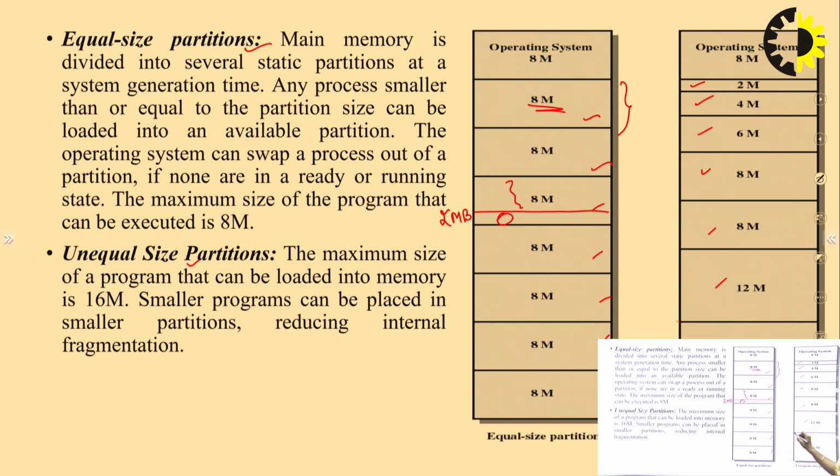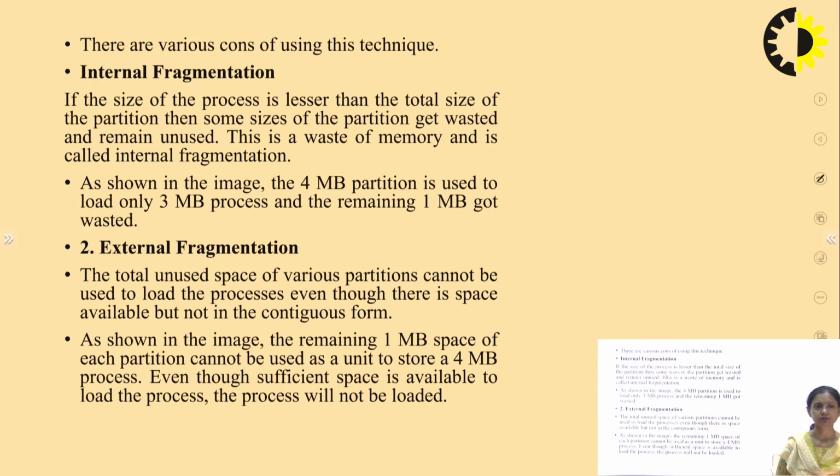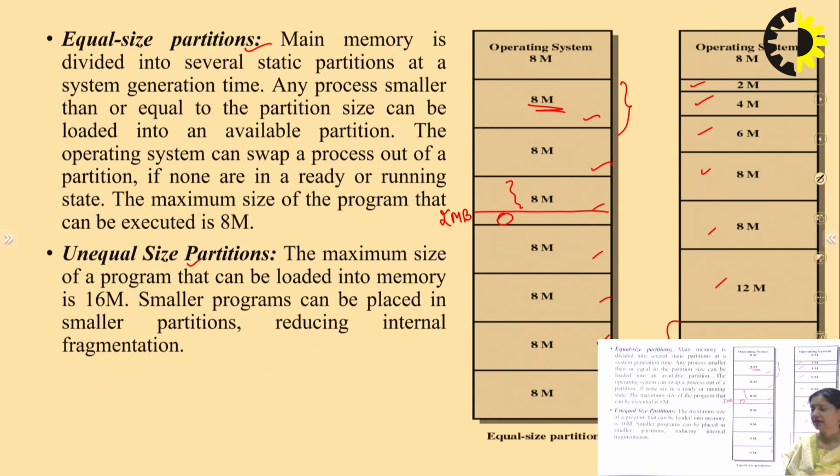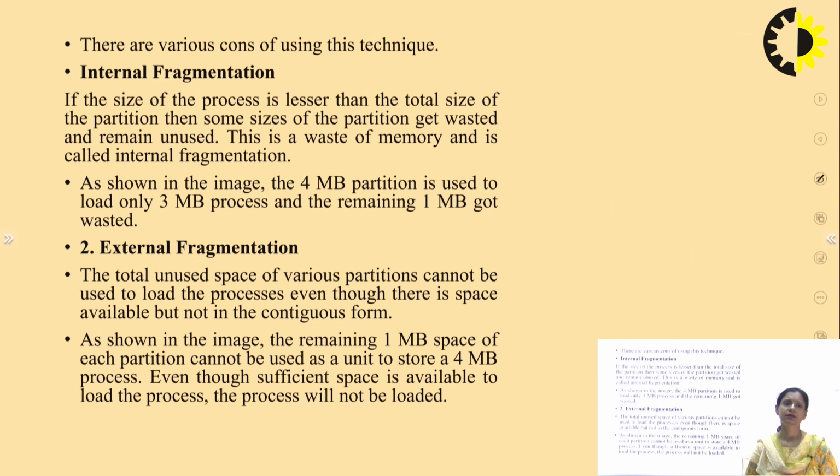One benefit of it is that a process which is of more than 8 MB size can be accommodated in this partition, which was not possible with equal sized partitions. But as we have just discussed, in case a 2 MB process enters the system, a lot of memory, that is 6 MB, is wasted, which cannot be allocated to another process. Those consequences are termed under two categories: the first one is internal fragmentation and the other one is external fragmentation.